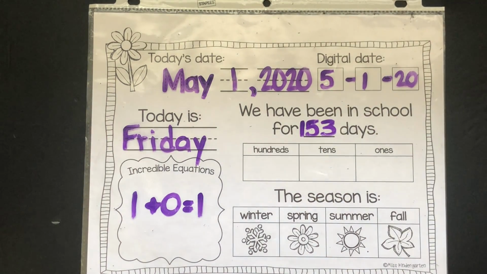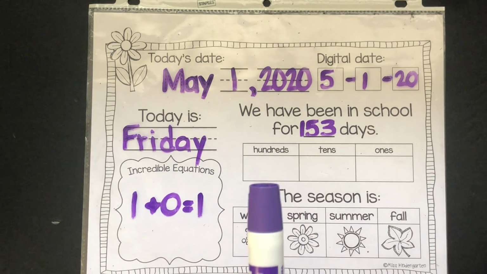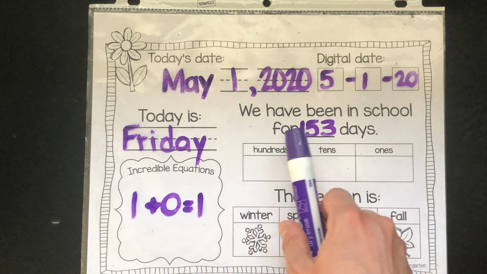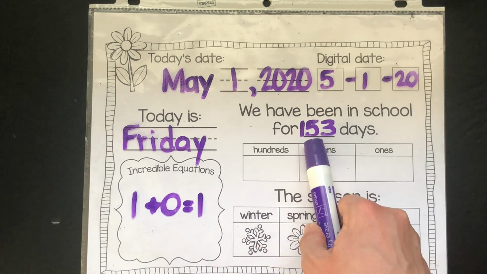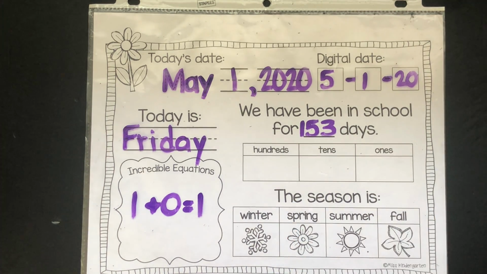153. We're going to take that number and break it, break it, break it, break it down. Take your pen cap. Hold it like this. We're going to use our deep voices today. Here we go. Let's say those places. Hundreds, tens, ones. Excellent deep voices, Lovebugs.